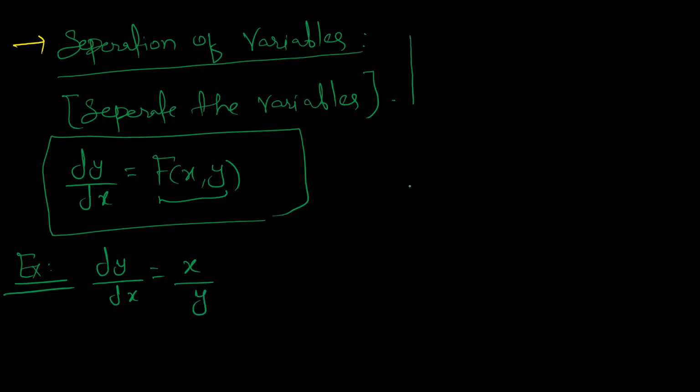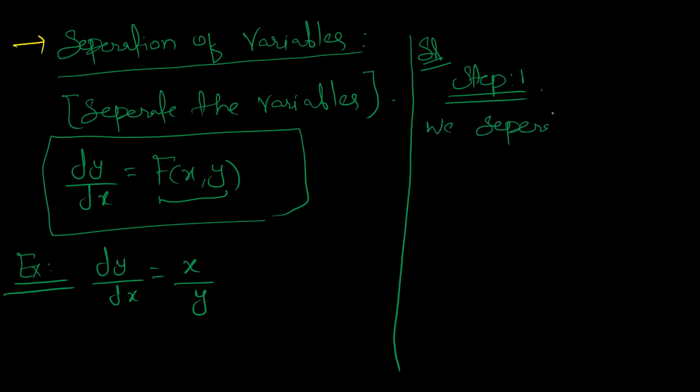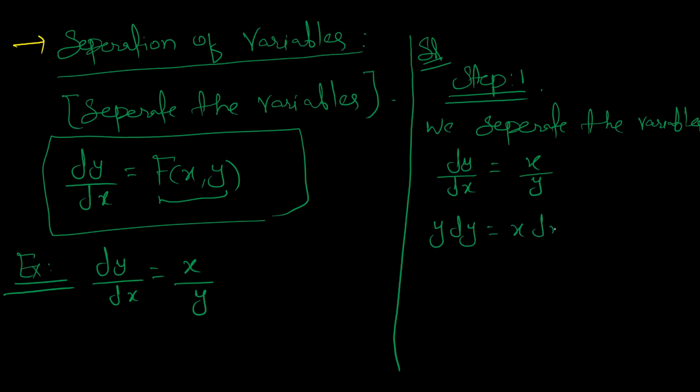Now the procedure is the solution. Step number one: we separate the variables. Means dy by dx equals x upon y, so y should come with dy and x with dx. This is the separation of variables.